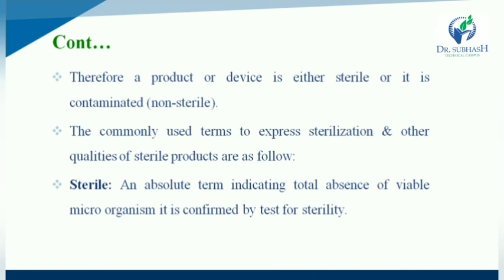Therefore, a product or device is either sterile or it is contaminated. That means sterility is a condition in which the product is completely sterile. So any product or device is either sterile or non-sterile. The commonly used terms to express sterilization and other qualities of sterile products are as follows. So, which types of terms are used to express sterilization as well as other qualities of sterile products?